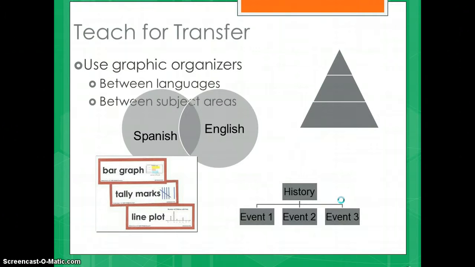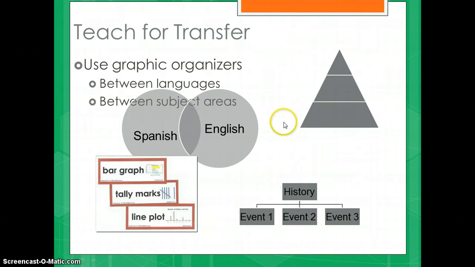Another way you can teach for transfer is by using graphic organizers, as you saw with the Korean example. You can use a graphic organizer of a calendar, for example, to transfer the information. A Venn diagram, you can use bar graphs or tally marks or a line plot or a timeline. You can use other kinds of graphic organizers that are built in one language and transferred to the next language. You can do it in first and then transfer to the second language.